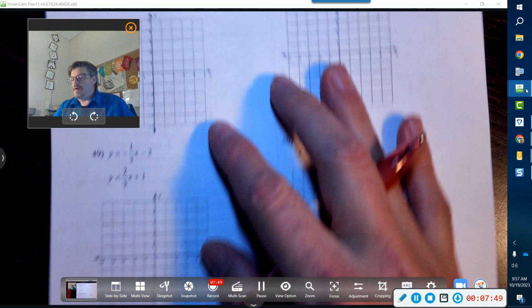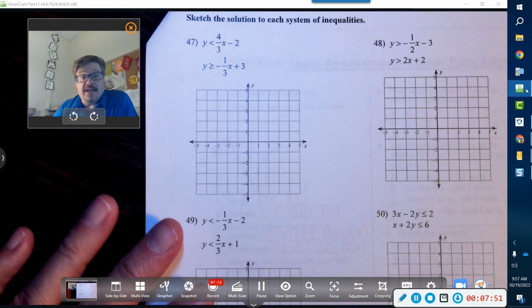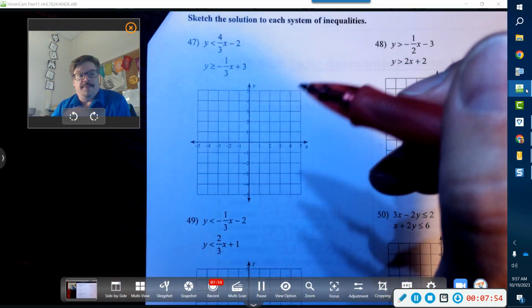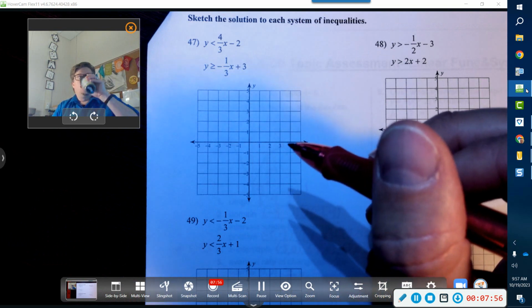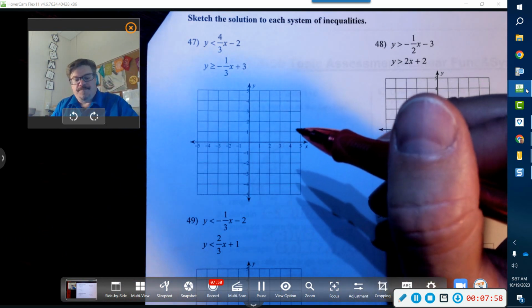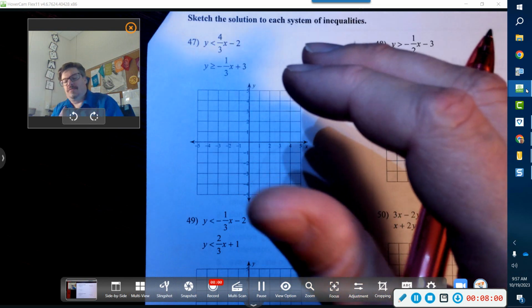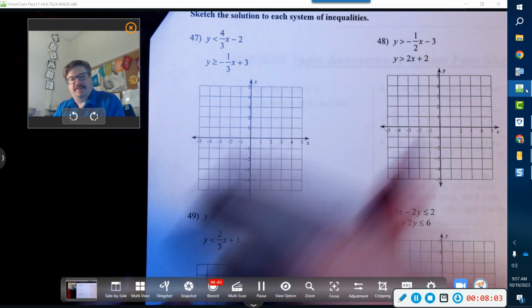But when you go over here, it's different. This is where you got to shade because we have inequalities. Okay, and this just means that you have windows of possibility, not just an exact value.